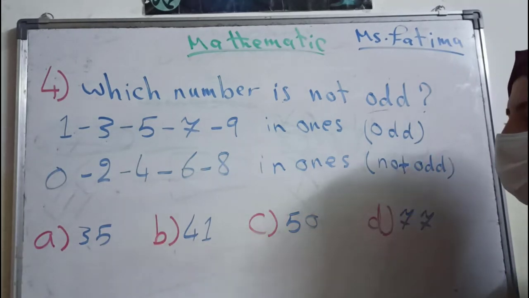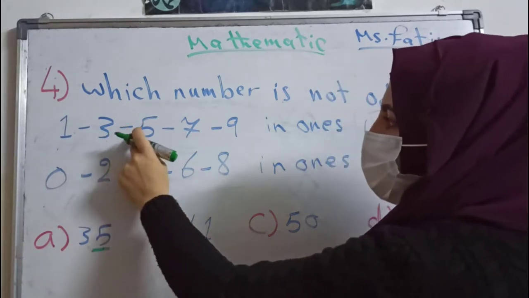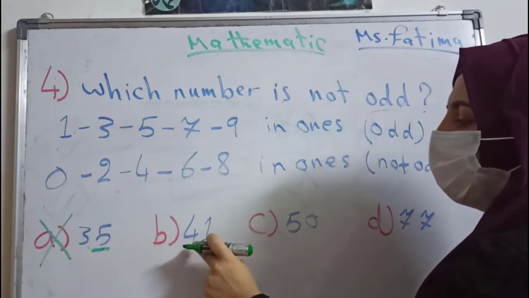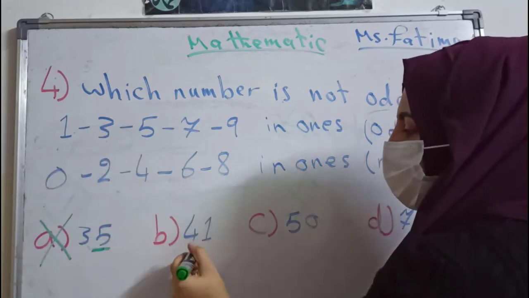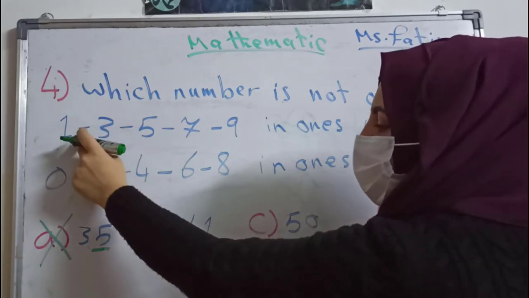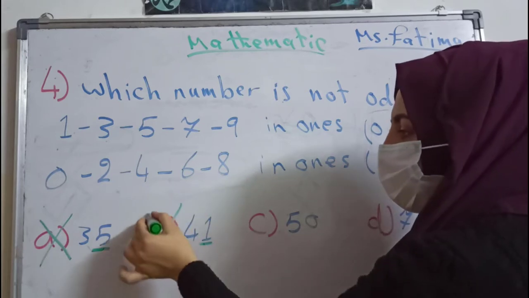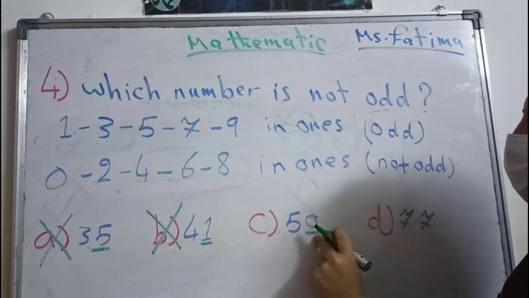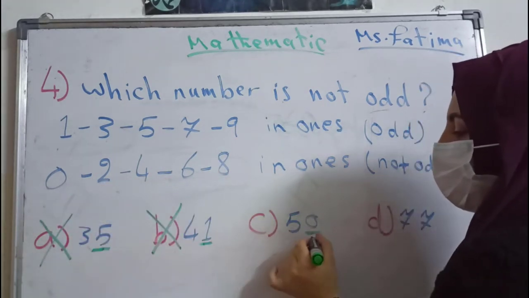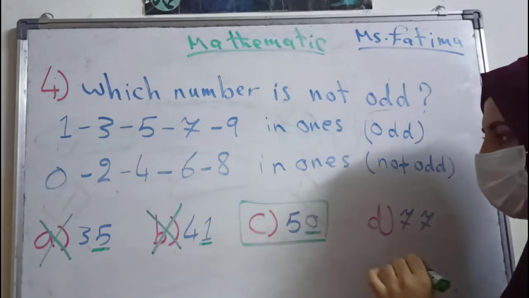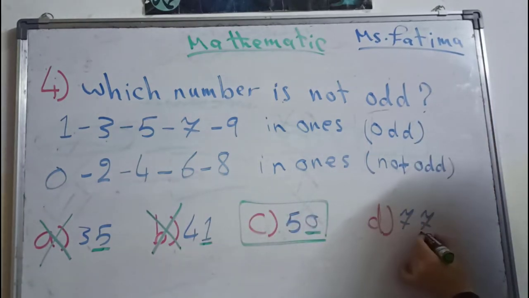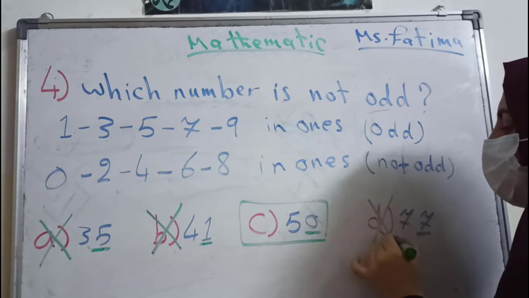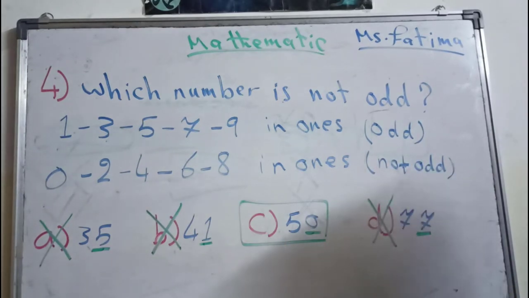Let's see the numbers. In A we have 35. In ones we have 5, and it's in this set. Then it's odd, so it is not true. In B we have 41. We have 1 in ones, and it is in this set. It is not true too because it's odd. In C we have 50. We have 0 in ones, 0 is in this set. Then it's true. Let's see D. We have 77. We have 7 in ones and 7 is in this set. It is not true too. Then students, we found C is the correct answer.